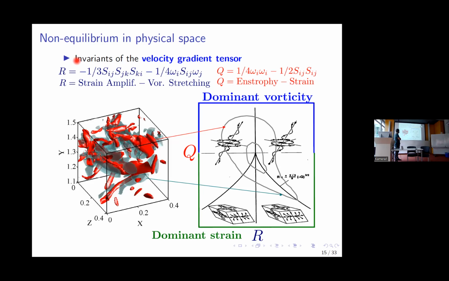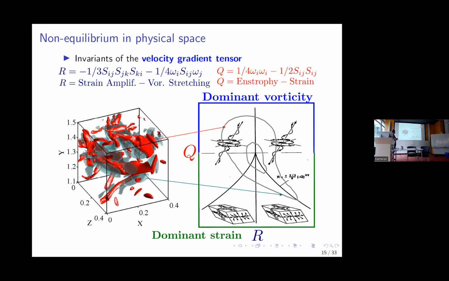And for that, I choose something that's called the invariants of the velocity gradient tensor. So in 3D turbulence, this is a 3x3 matrix, okay? And you can get 3 invariants of this matrix, which are invariant with respect to rotations and translations of the frame of reference. And you get 2 invariants.